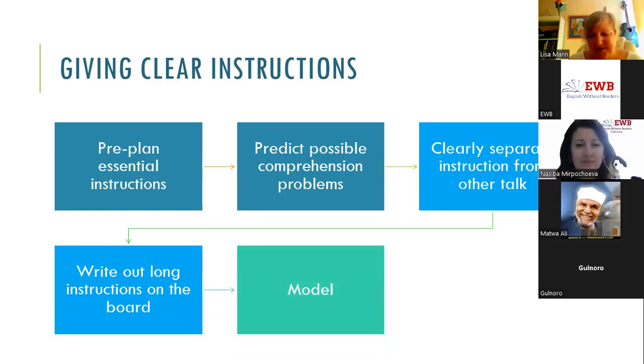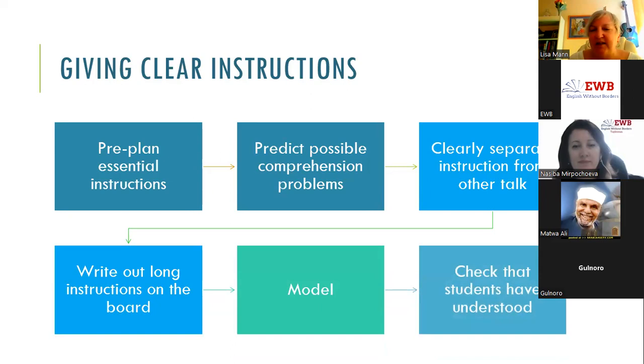Model, and many of us have said this, and this is so key, modeling so that they see what they're supposed to do. Otherwise, they aren't going to have an idea. They may have understood it fully, but they may not have. And lastly, check that they've understood with instruction check questions or ICQs.